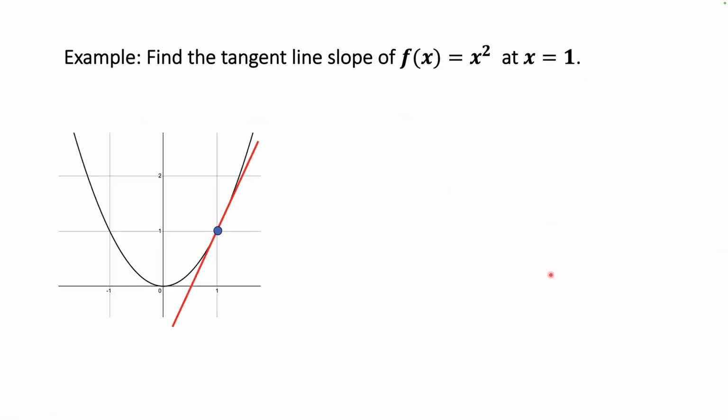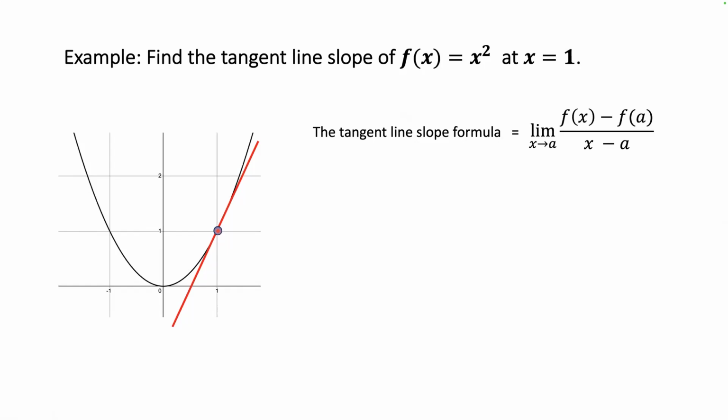Using this example, let's find the tangent line slope at f(x) is x squared at x equals 1. At this point, we want to find the slope of the tangent line. The formula for the slope of the tangent line is limit x approaches a, f(x) minus f(a) over x minus a. When you see this formula, it is composed of two parts. The average rate of change is combined with the limit.